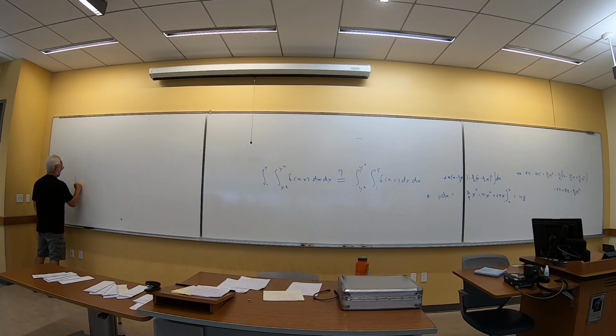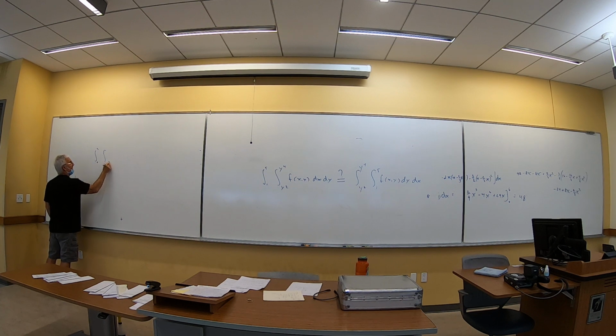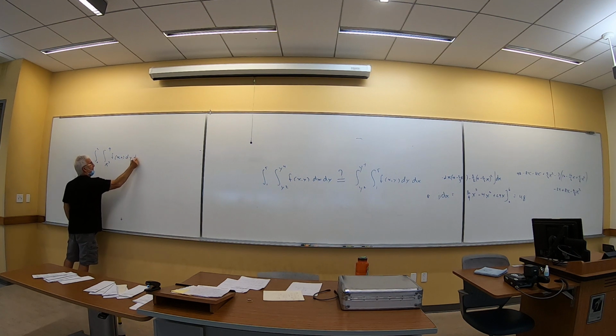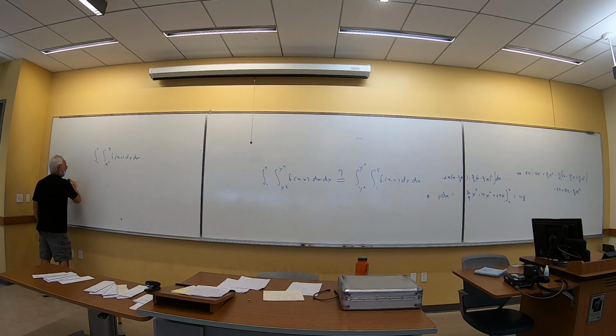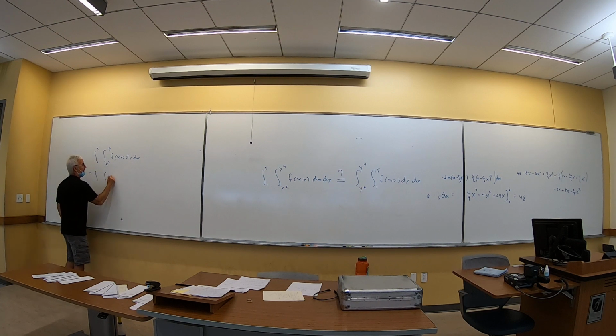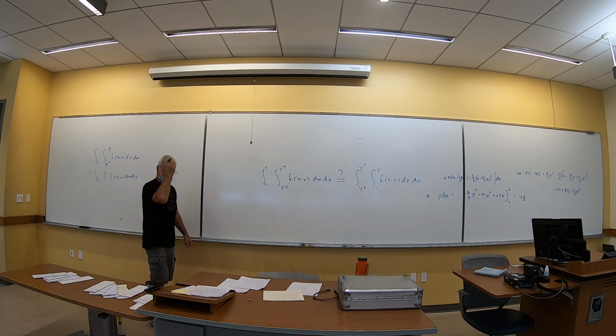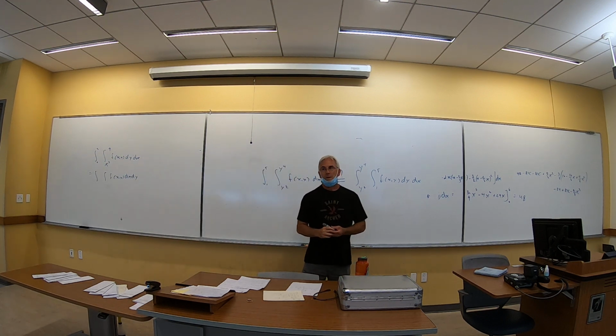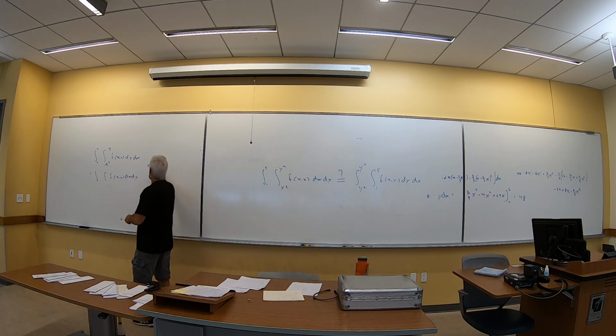I don't want this. So I have x going from 0 to 3, y going from x squared to 9, f of x, y, dy, dx. I would like to rewrite this as f of x, y, dx, dy. Here's what I wanted to point out. Both of these should lead to the exact same thing.